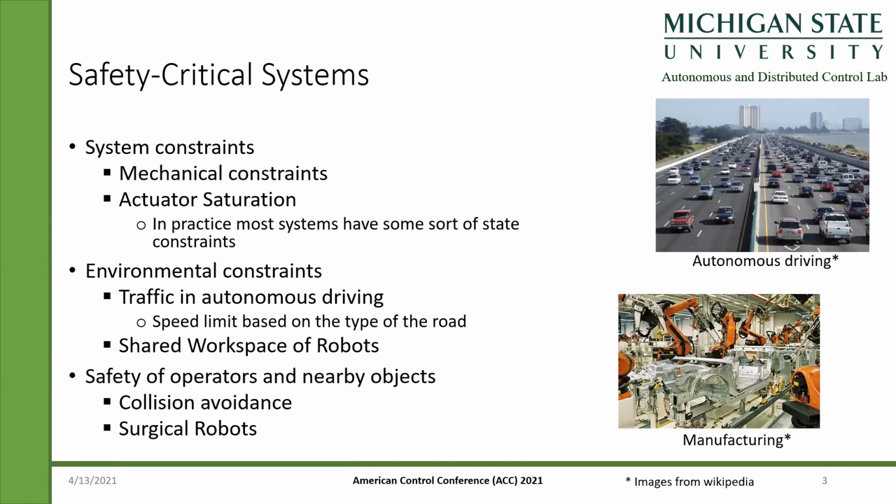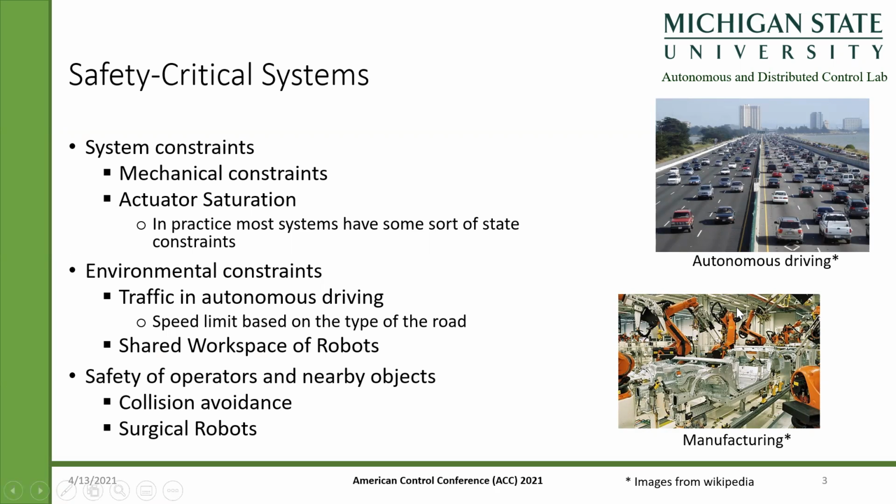There are many different factors that affect the safety of control systems. These constraints might be from the system limitations itself, like actuator saturations or mechanical constraints of the system, which results in some sort of state constraints. This might be from environmental constraints, like when a car is driving on a shared road with other vehicles and needs to adapt to the flow of the traffic.